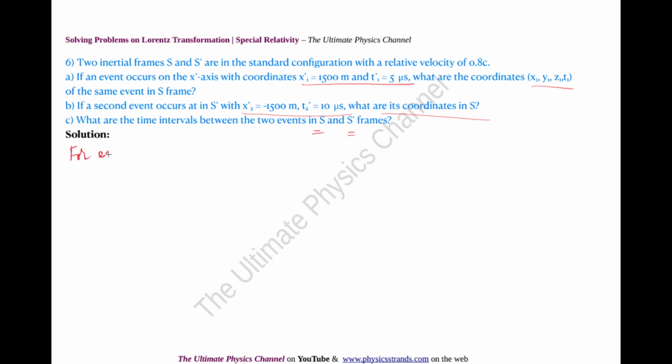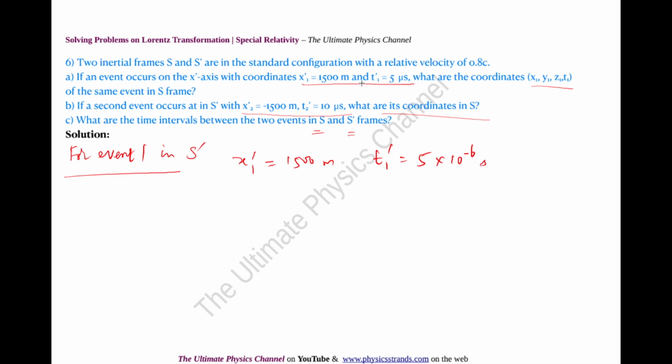For event 1, which is the first part, in S prime, what are the coordinates? The coordinates are given in S prime. So for event 1 in S prime, x1 prime is equal to 1500 meters, and t1 prime is 5 microseconds, so 5 into 10 power minus 6 seconds.